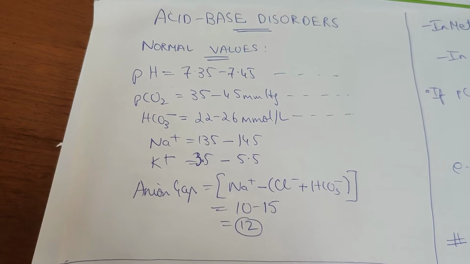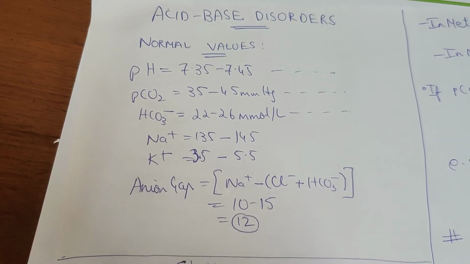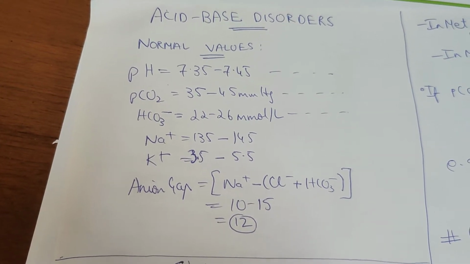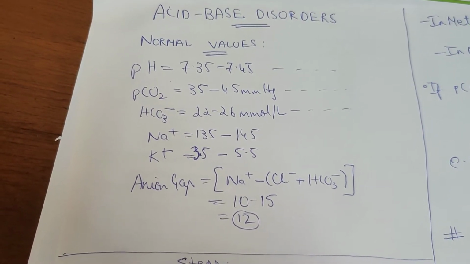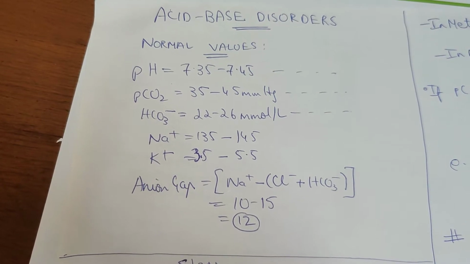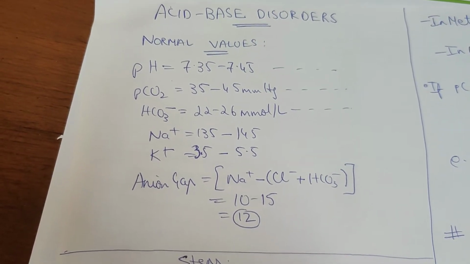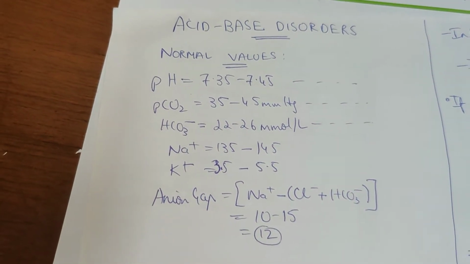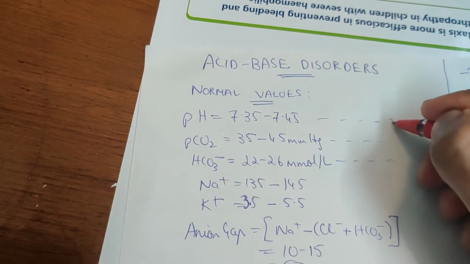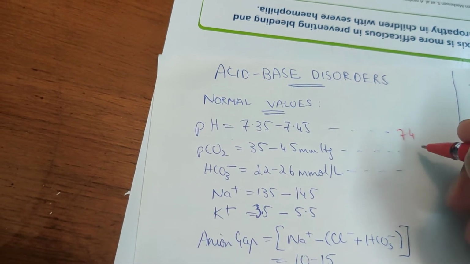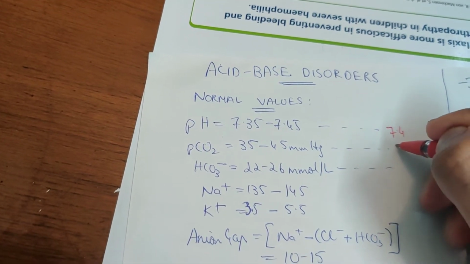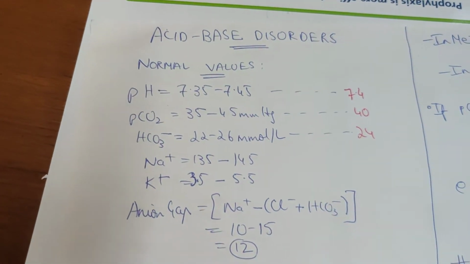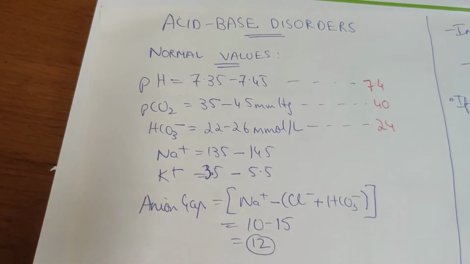First you can see pH is 7.35 to 7.45, PCO2 35 to 45, bicarbonate 22 to 26, sodium 135 to 145, potassium 3.5 to 5.5. Okay, and the average values would be pH 7.4, then PCO2 40, bicarbonate 24. Okay, those would be the average values. You'd need them for reference.